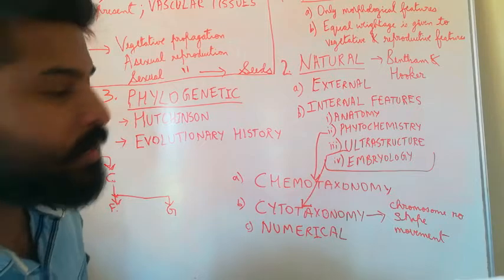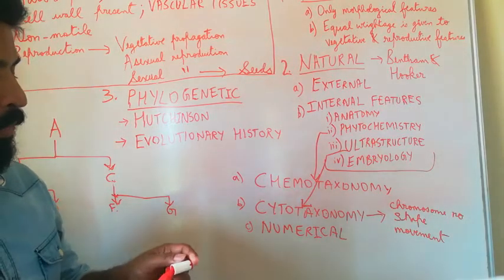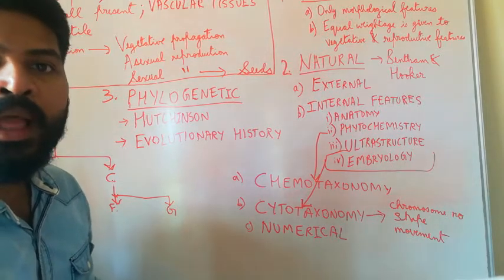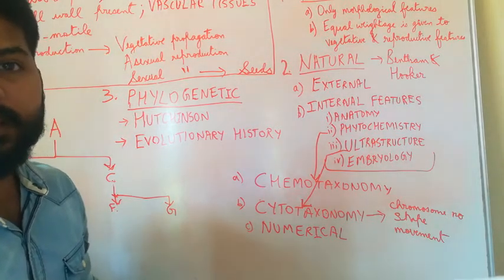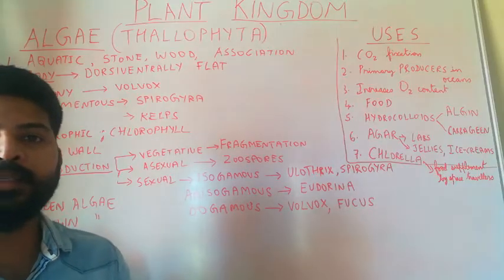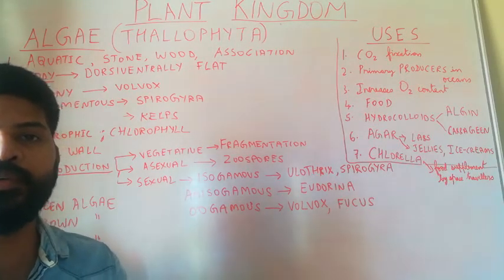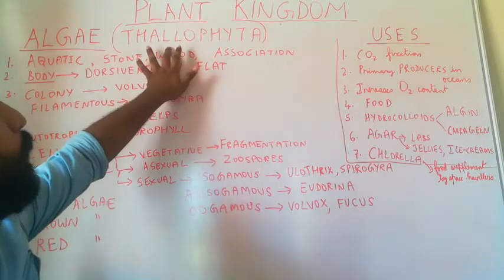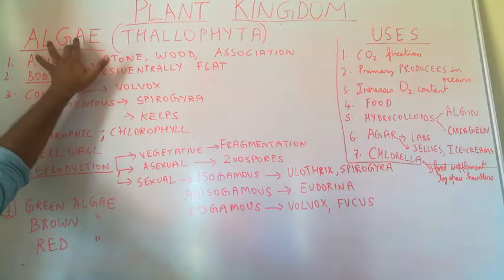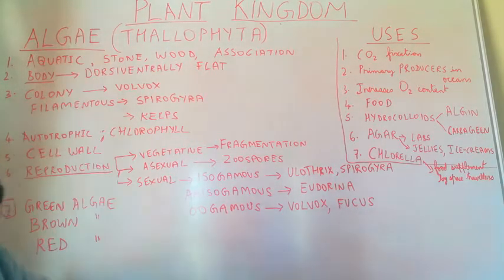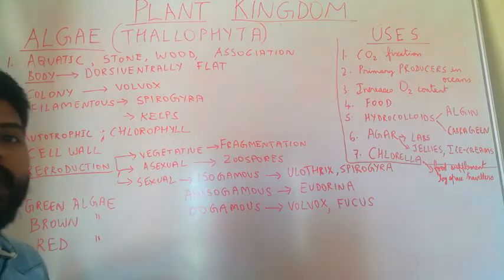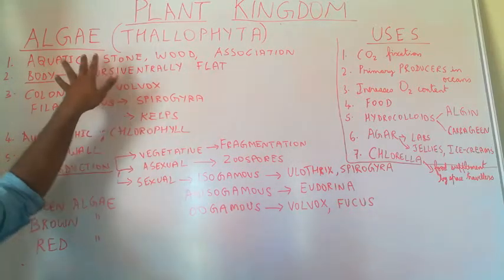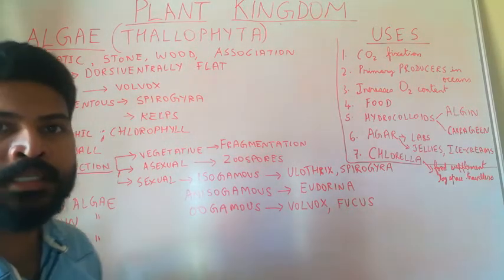So let us now discuss the different groups of plants, that is the Thallophyta, Bryophyta and Pteridophyta in today's session. Under the plant kingdom, the first group of plants that we study are the Thallophyta, or commonly called as the algae. These are predominantly aquatic. They are found in water, that is both fresh water as well as in the seas and oceans.